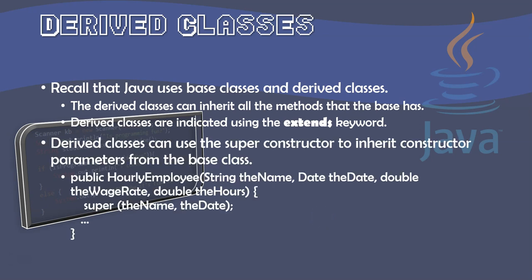Now, the big thing to remember is that derived classes can use the super constructor to inherit constructor parameters from the base class itself. So if you recall, we had this employee class, and we say public HourlyEmployee(String name, Date date, double wage, double hours). And then if you notice, we have a super invocation with the name and the date, which means we can just inherit those parameters from the previous class. We don't need to reset them up because those are inherited for us from the parent class.